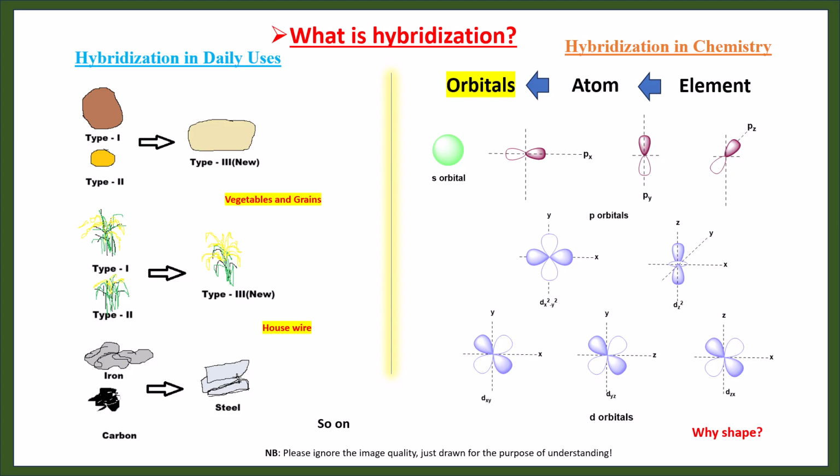Similarly, in chemistry also we have the hybridization concept. So we have elements, and those are composed of multiple atoms, and again atoms have orbitals. These atomic orbitals are defined like s orbitals, p orbitals, and also d orbitals. These have different shapes, and these shapes come from quantum mechanical calculations. Yet the shapes are important because they are the home for electrons, and the electrons present in the orbital are responsible for chemical bond formation.